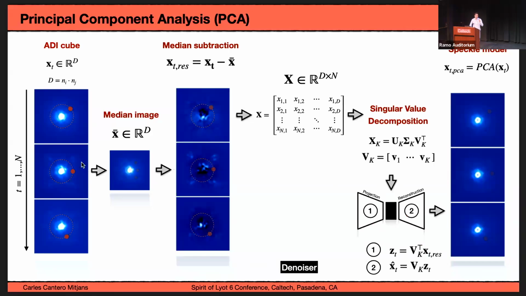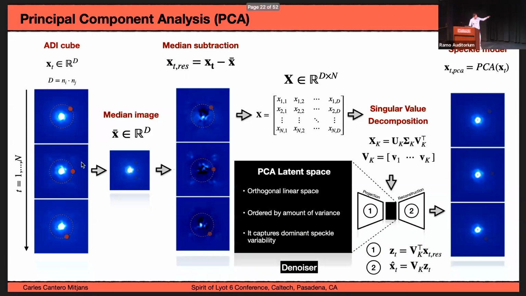But the point here is not that. My point here is this little black space, what we call the latent space. This projected space is orthogonal and linear. This is so important: PCA is linear. It's ordered by the amount of variance, and it only captures the dominant speckle variability. That is what we want, right? But it is also capturing the planet signal, the planet subtraction. And this is something very important in this work.